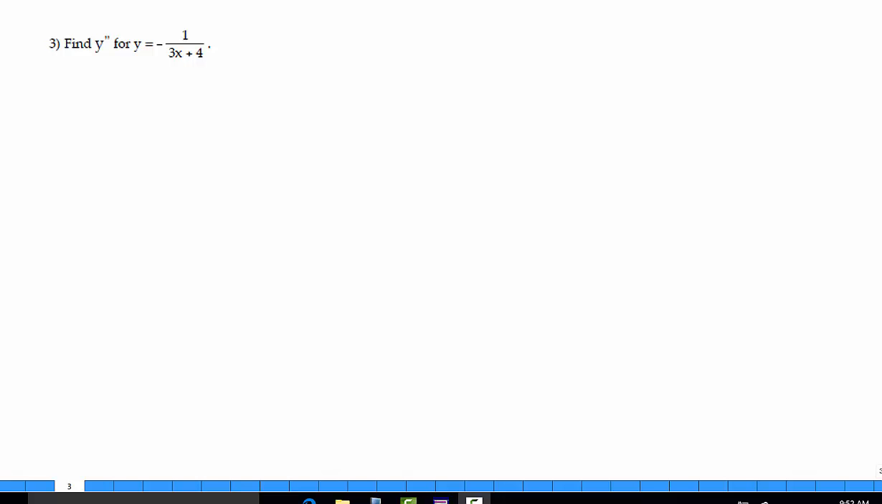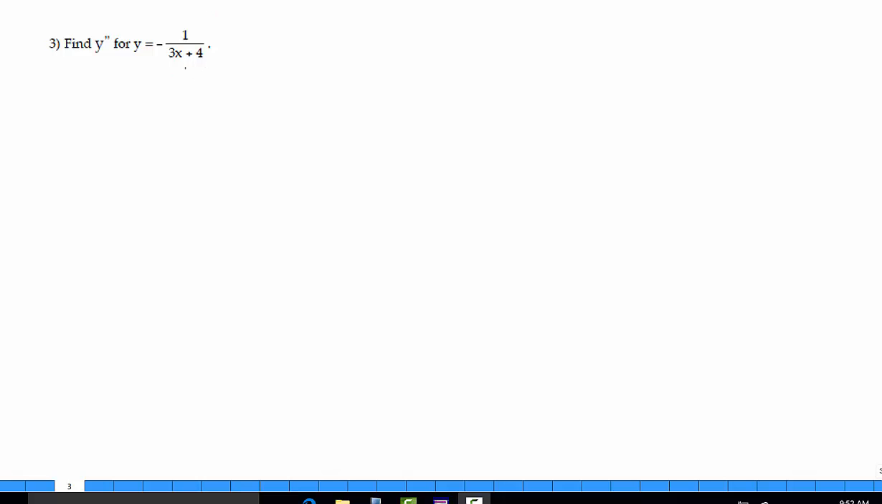Question number 3, find y double prime for the function. So we're asked to find the second derivative. The rules are the same for the first derivative and second derivative, but I do need to find and simplify my first derivative before I get to the second one.